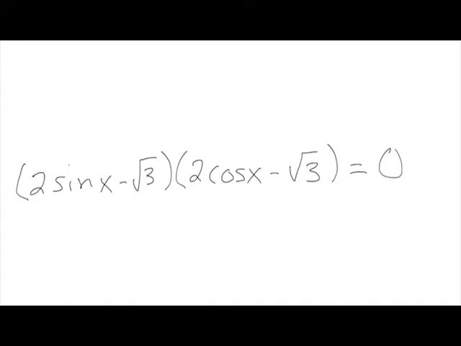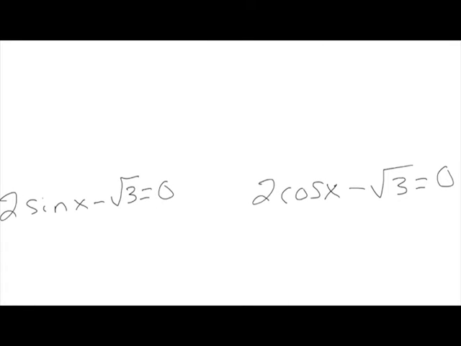So now that we have our equation up, (2 sine x minus the square root of 3) times (2 cosine x minus the square root of 3) equals 0. Now we want to separate both parts in that equation into two separate equations to make this more manageable. When we do that, what we will come out to have is 2 sine x minus the square root of 3 equals 0, and a separate equation 2 cosine x minus the square root of 3 equals 0.